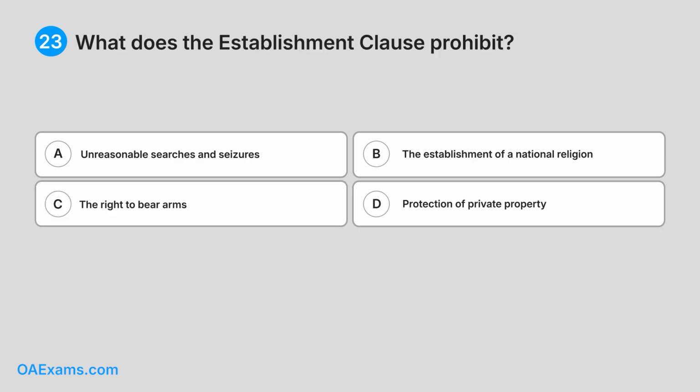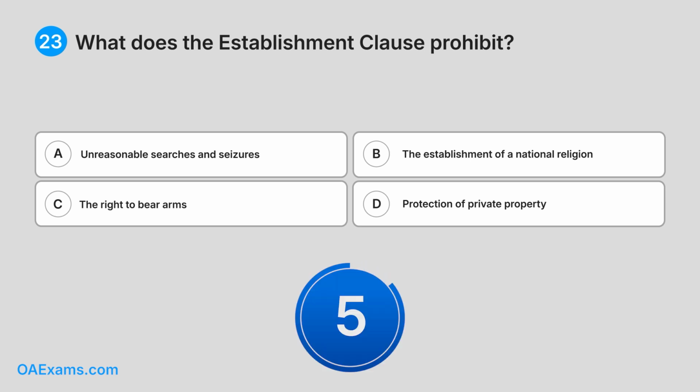23. What does the Establishment Clause prohibit? A. Unreasonable searches and seizures. B. The establishment of a national religion. C. The right to bear arms. D. Protection of private property. Do you know the answer?